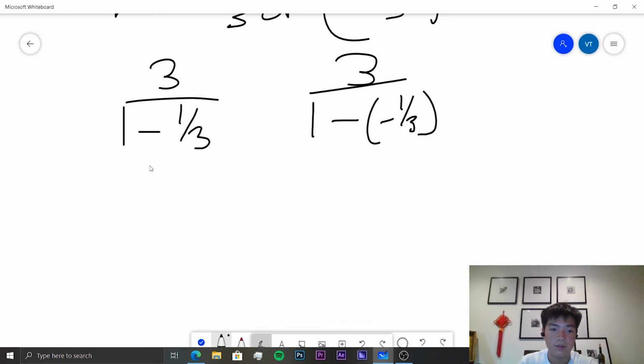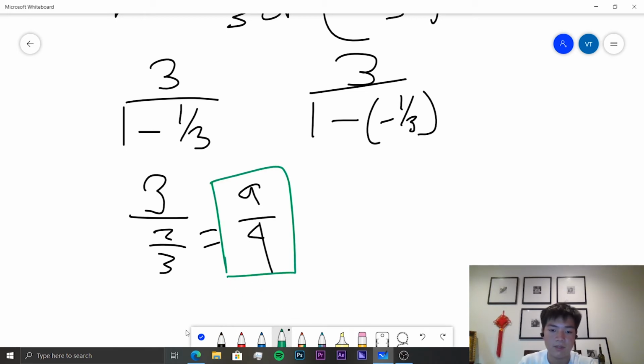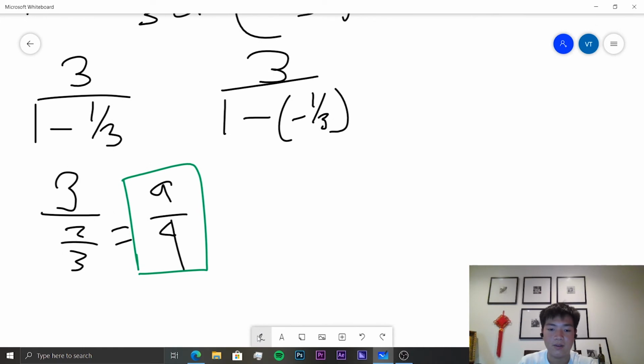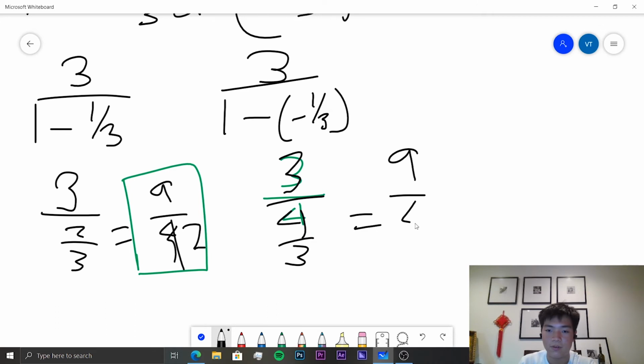So for this one over here, this is 3 divided by 2/3, which is equal to 9/4. So that's one possible answer we could have. And over here we have 3 divided by 4/3, which is equal to, oh, sorry, 9/2 on this side, and on this side, 9/4.